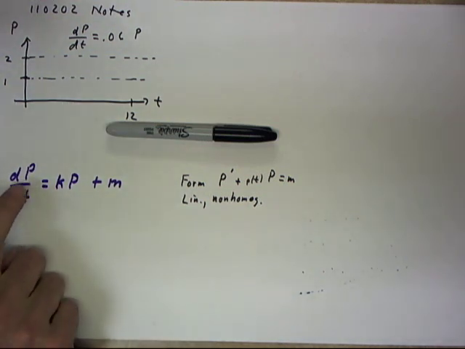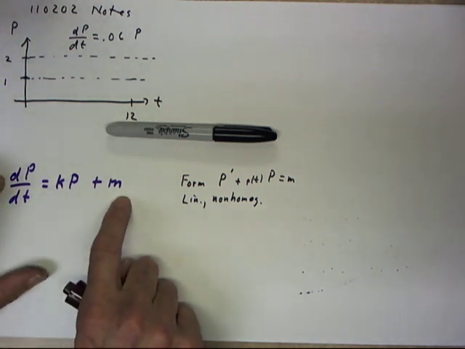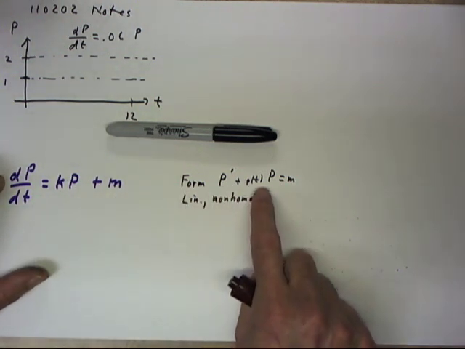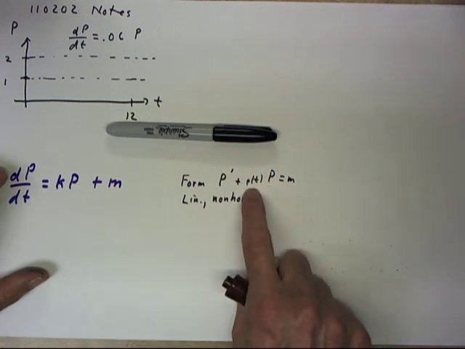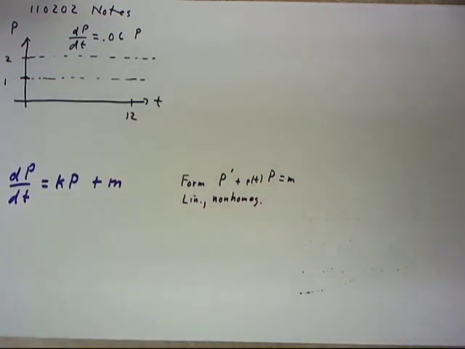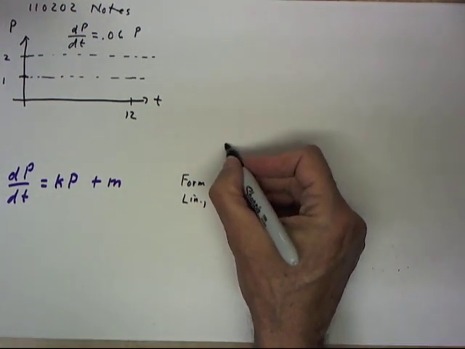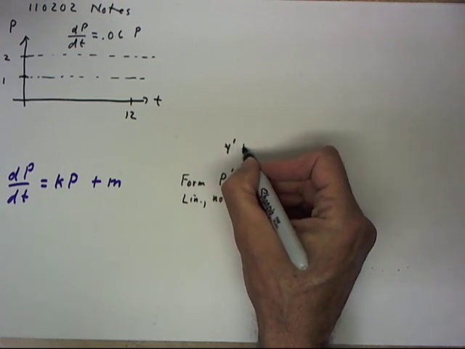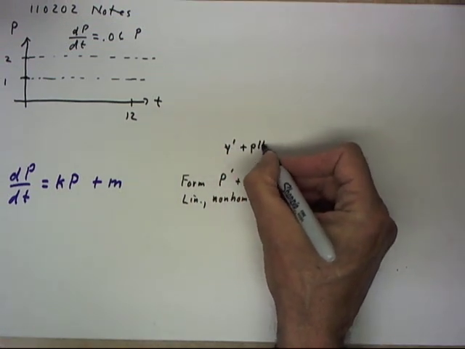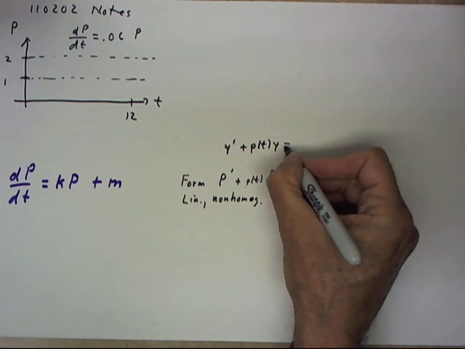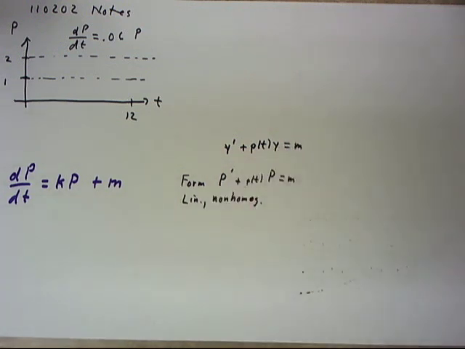Let's consider the equation dP/dt = kP + M. Now this is of the form P' + p(t)P = M, where this is little p(t), and I've written it really little. We have to distinguish this p from this P. We could also write this in the form y' + p(t)y = M, to be sure that we can relate to what's going on.